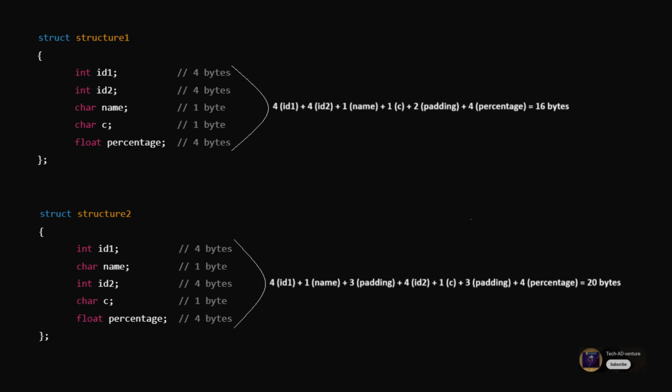The order of members in a structure impacts the padding and overall size. Grouping smaller data types, like char, together, and placing larger types, like int or float, after them, can help minimize padding and optimize memory usage.